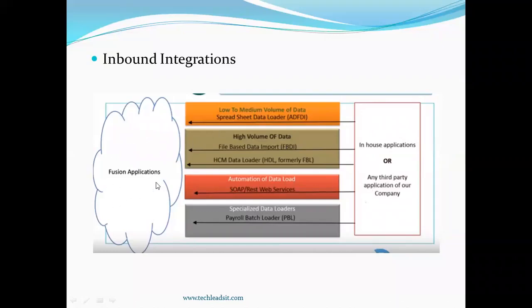So in order to push the data to the Fusion application, Oracle has provided various patterns. One is the ADF-DI spreadsheet data loader. This tool we can use for a low to medium volume of data. If you have minimal data, we can use this concept. Otherwise, if you have bulk data, Oracle has provided a new feature, FBDI, file-based data import. This is for bulk processing of data. And there is the HCM data loader, especially for HCM related entities. If you want to load employee related information, you can go for HCM. For non-HCM, you can go for the FBDI process. If you have very minimal transactions, you can go for ADF-DI.